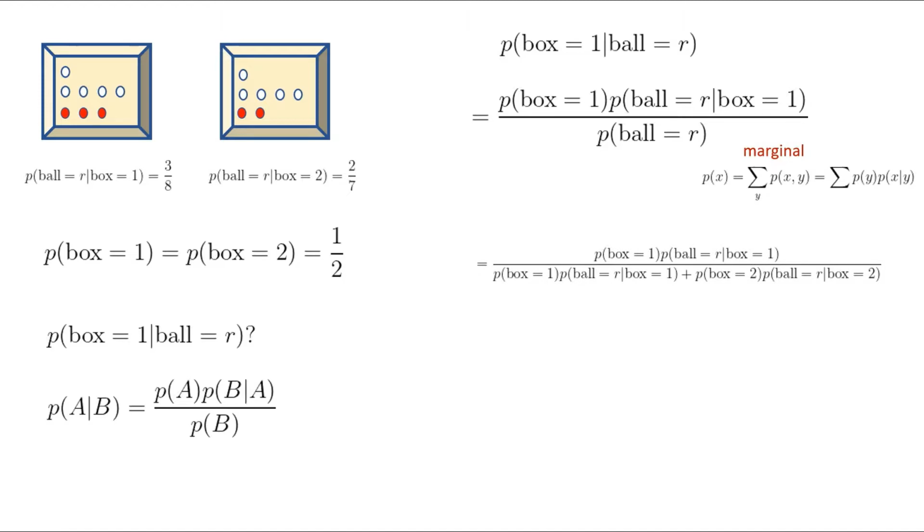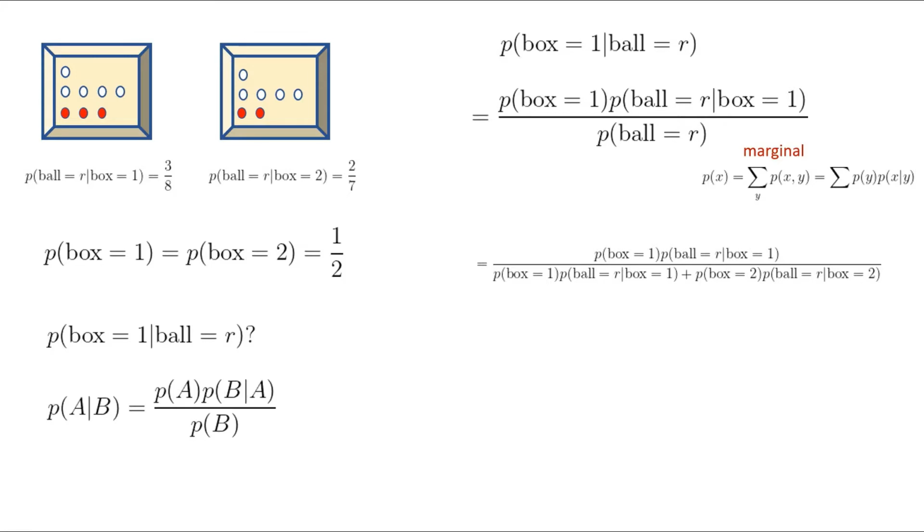So the probability that the ball is equal to r is the probability that the box is equal to 1 times the probability the ball is equal to r given the box is equal to 1, plus the probability the box is equal to 2 times the probability the ball is equal to r given the box is equal to 2. And this makes intuitive sense. We can get the ball equal to red either by going into box 1 or by going into box 2, and we know the given probabilities in either case.